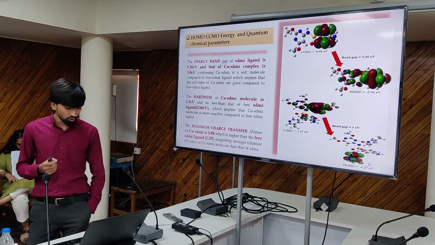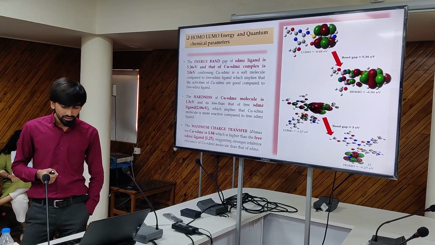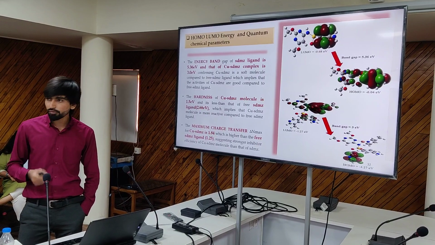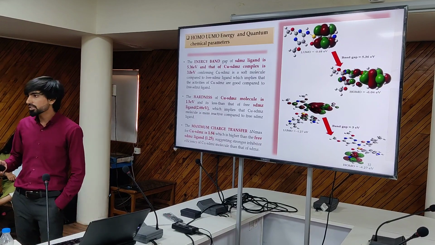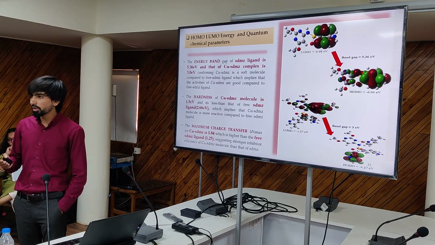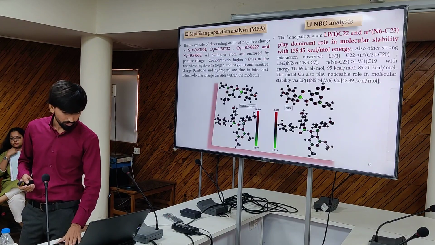We also carried out the maximum charge transfer, delta N max, for the inhibition efficiency. Here in case of the copper sulfadimethoxine it is 1.8, and in case of the diazine molecule it is around 1.25. So it means that the inhibition efficiency of the copper sulfadiazine is more compared to the diazine molecule.